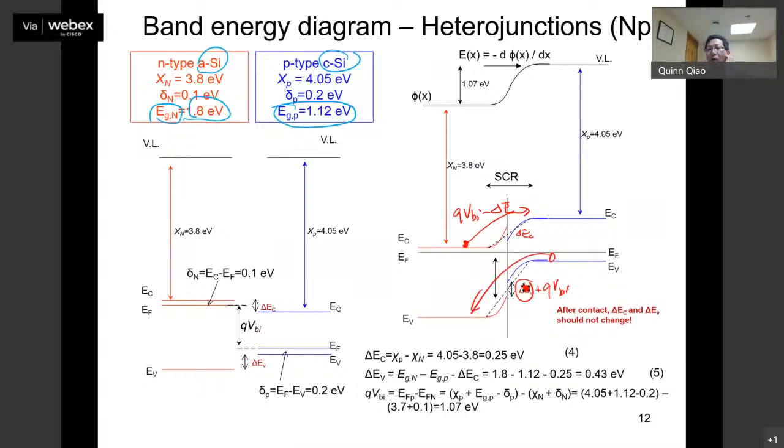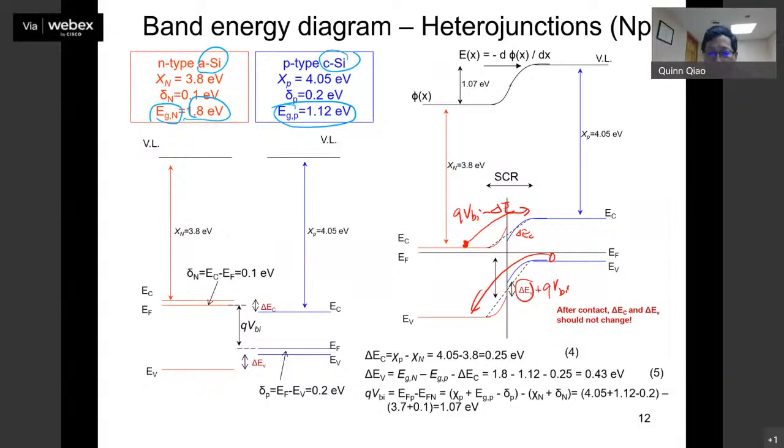EV. So the offset between the N and P for a heterojunction can either reduce the barriers for electron or hole while increasing the barrier for the other one, or they can reduce the barrier for both. That's what you see there.